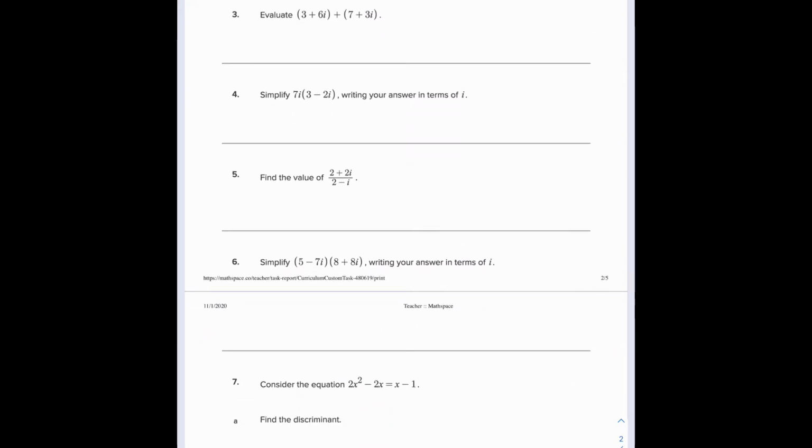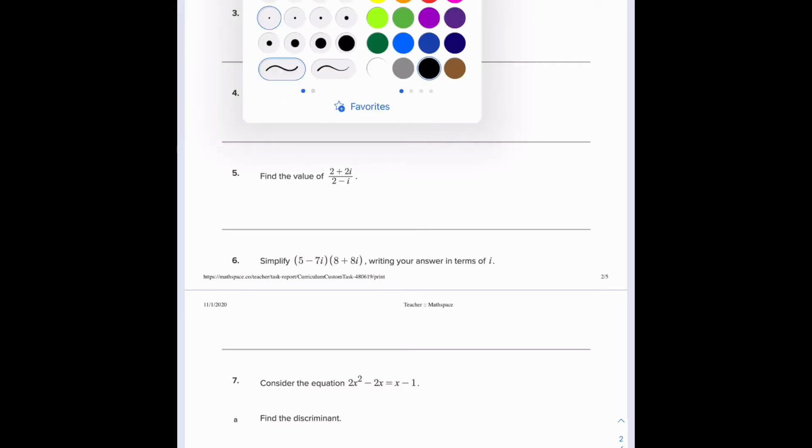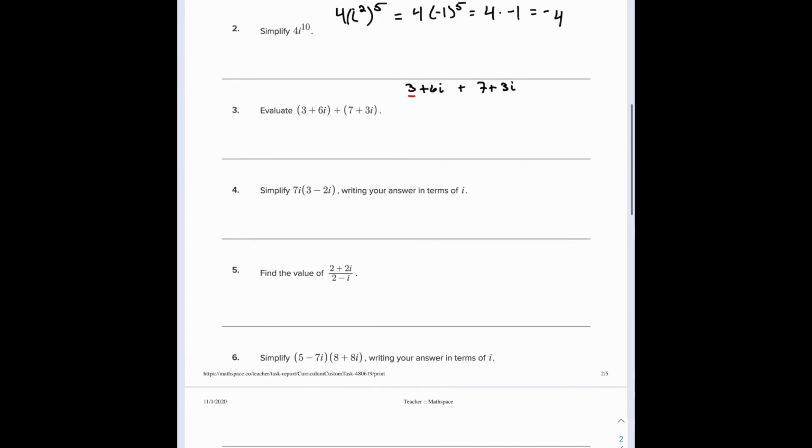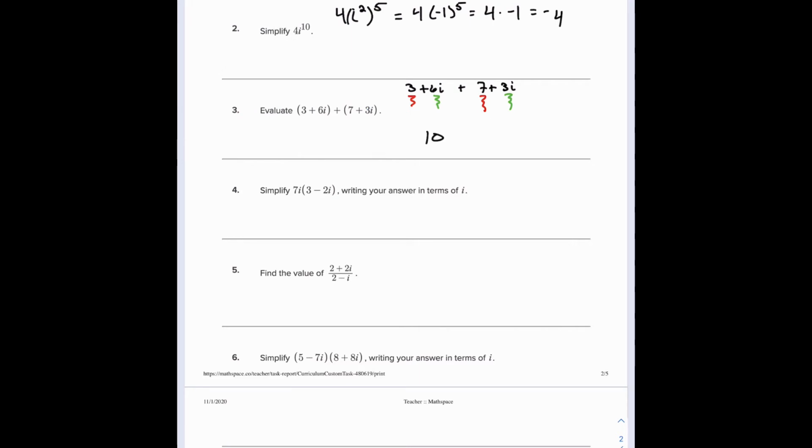For number 3, we're asked to evaluate 3 plus 6i plus 7 plus 3i. And the first step we could do, we look to see if there's any distribution we need to do, any multiplication. There isn't, so we can drop the parentheses and we can just do addition of like terms. So here we see 3 is a real number, 7 is a real number, 6i is imaginary, 3i is imaginary. So we combine our real numbers. 3 plus 7 is 10, and then 6i plus 3i is 9i. And that's our answer to number 3.